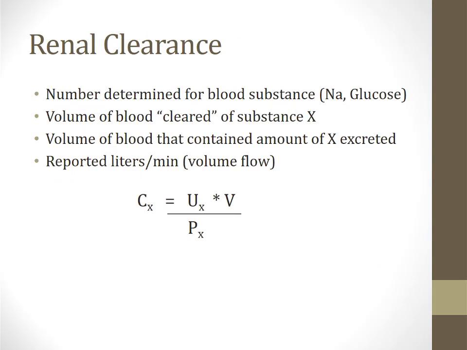Before we can talk about how to calculate renal plasma flow and GFR, I need to talk about renal clearance. This is a number that is determined for a substance or solute in the blood like sodium or glucose, and it represents the volume of blood cleared of a substance X. Or another way to look at this is the volume of blood that contained the amount of X that was excreted. To understand this, let's imagine that we have 1 liter of blood inside a container.